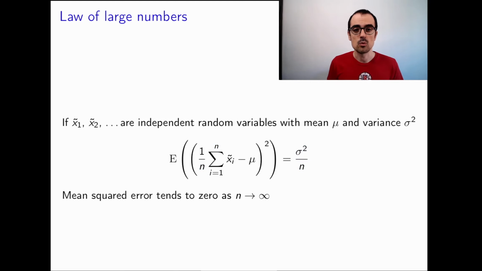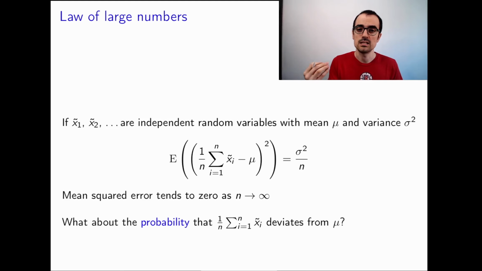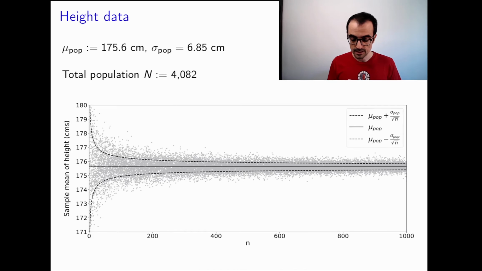However, you might be wondering, what does this mean in terms of the probability that there is a certain deviation between the sample mean and mu? Let's take a look at the picture. This is some height data from the US Army, where this is the true population mean that we want to estimate. This is the standard deviation among all of the population, so it's bounded, and we have 4,000 people. And we're taking sample means over smaller subsets to try to estimate the population mean, which is here.